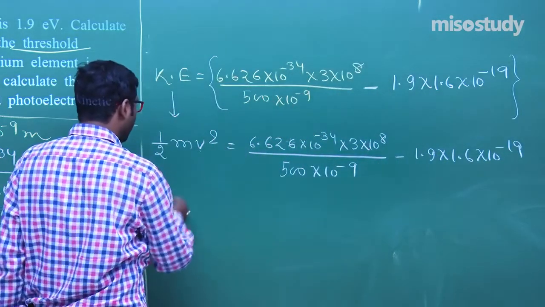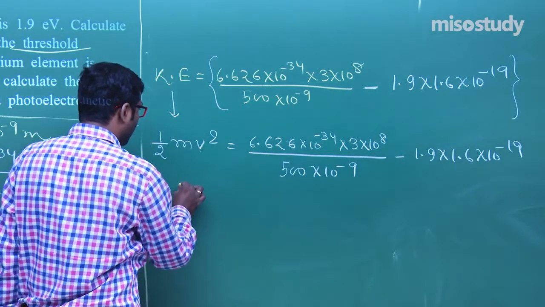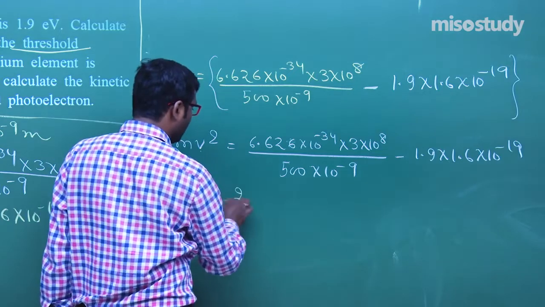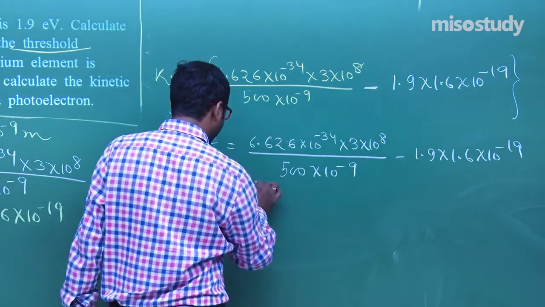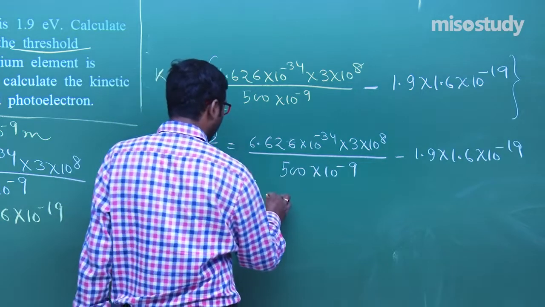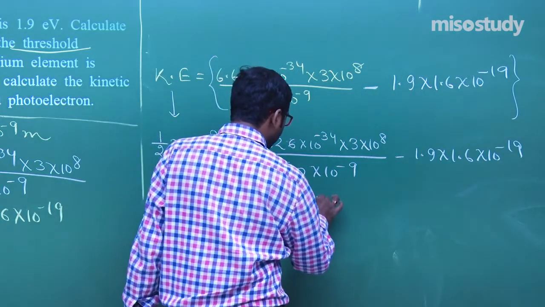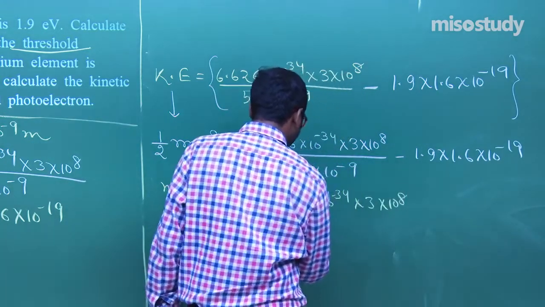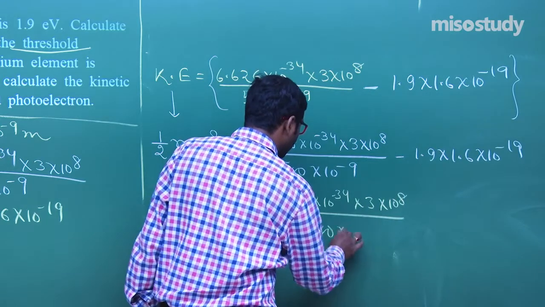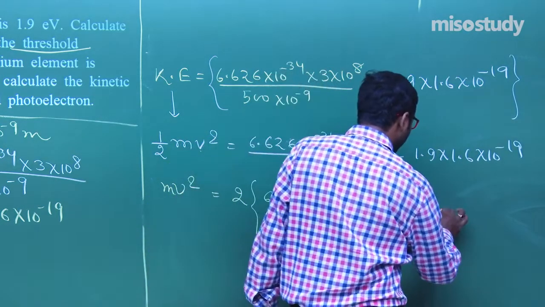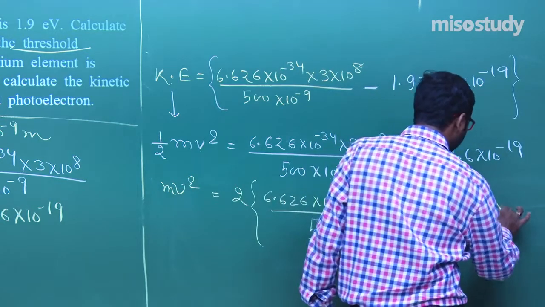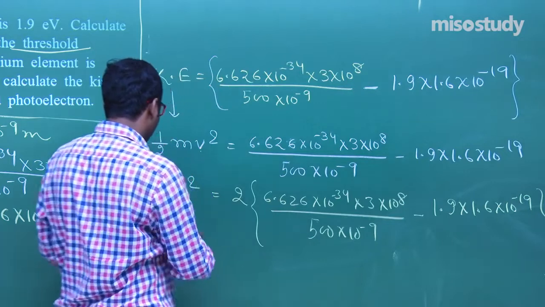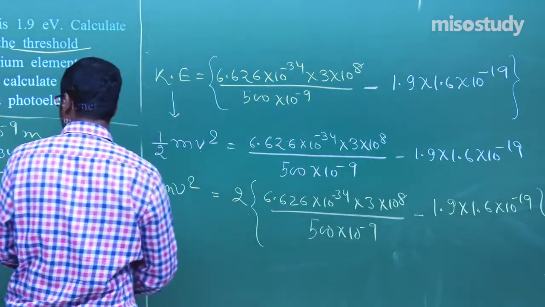Now, what is V? Mv square is equal to 2 multiplied by this value, that is 6.626 into 10 to the power minus 34 into 3 into 10 to the power 8 divided by 500 into 10 to the power minus 9 minus 1.9 into 1.6 into 10 to the power minus 19. Clear to you? Now, what is V? This m will come here.